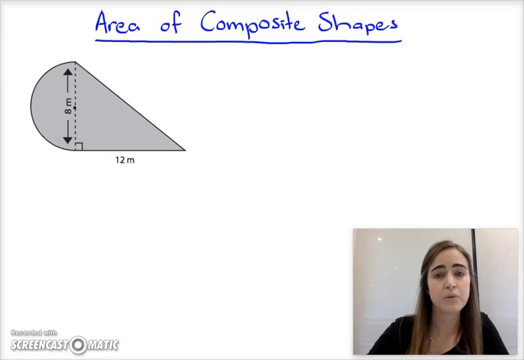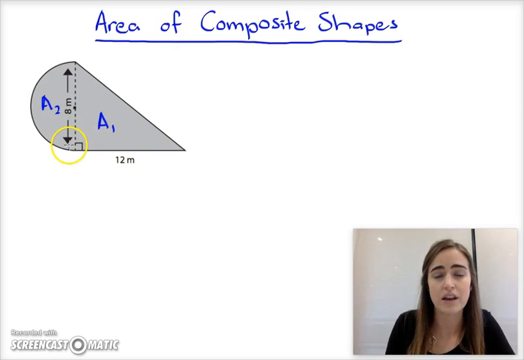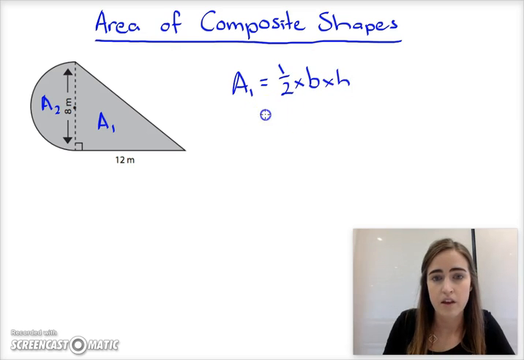The first example that we want to have a look at is this shape here. So we've got a triangle here and we've got a semicircle as well. So let's set our working out nicely. So let's call that area 1 and this area 2. So we're going to find them both separately and then we'll add them together to find our total area. So to find area 1, we've got a triangle. So it's going to be half times the base times the height, which would be half times 12 times 8, which would give us 48 meters squared for the triangle.